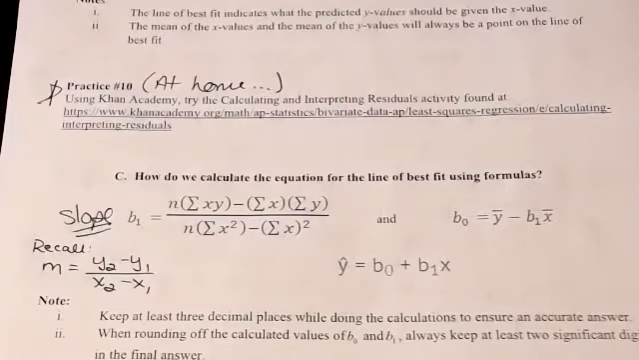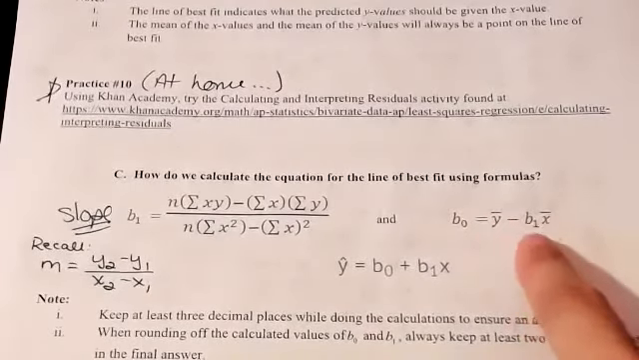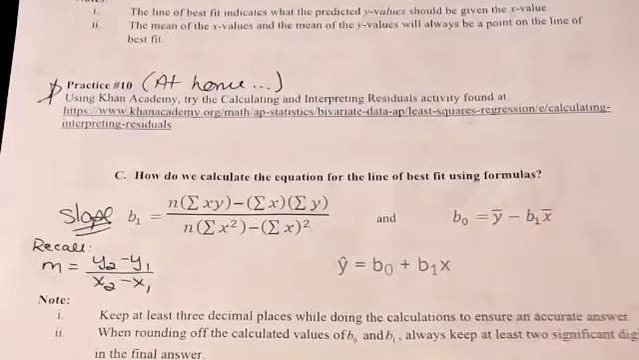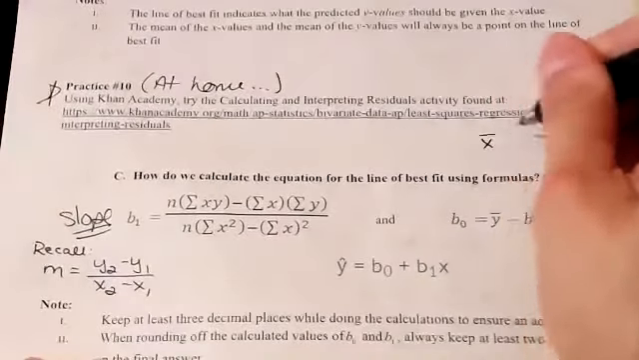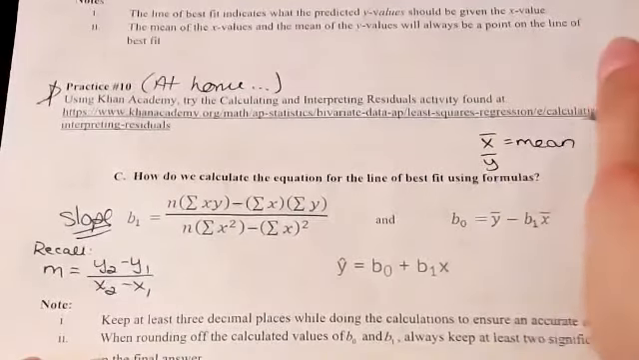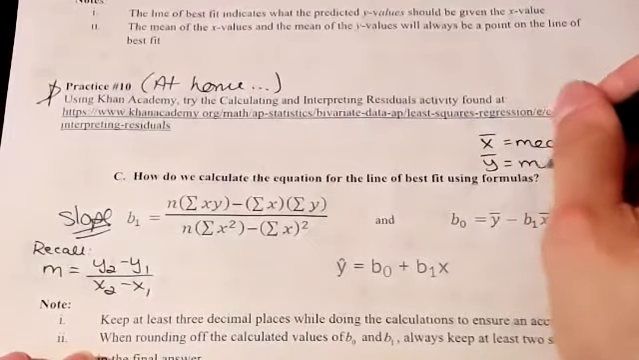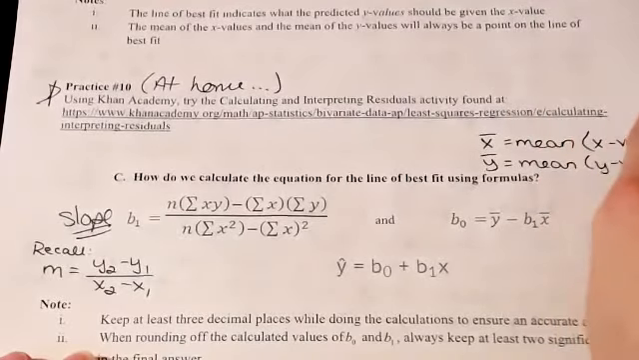Now your y-intercept, notice the formula here. Y bar minus b sub 1 times x bar. Do you remember what x bar was? What's x bar again? The mean. Ah, interesting. X bar was the mean, right? So x bar is the mean for the x values, which means the y bar must be the mean for the y values.